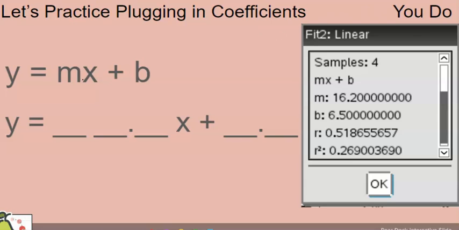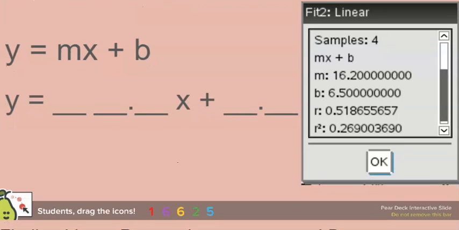Okay, now you do this one. Practice plugging in the coefficients. Drag the icons on where each number should go.